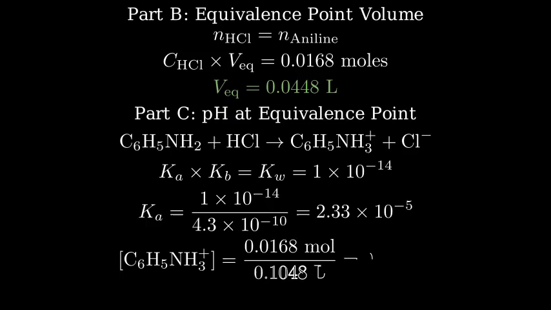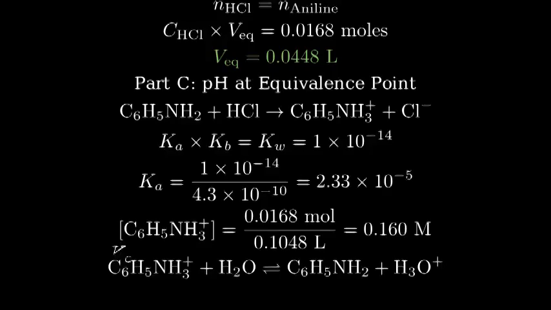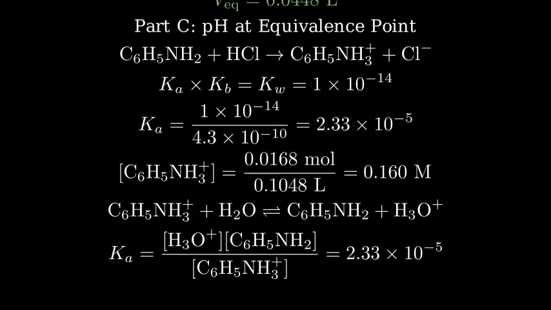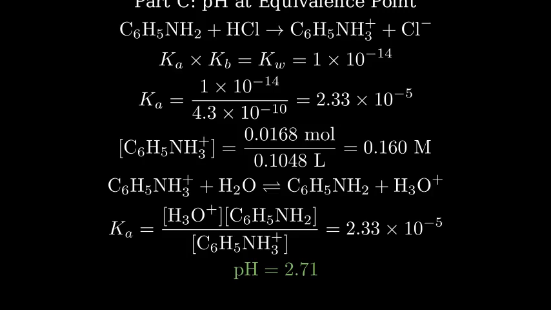Next, we calculate the concentration of the conjugate acid at equivalence, which is 0.160 molar. The conjugate acid undergoes hydrolysis: C6H5NH3+ plus H2O gives C6H5NH2 plus H3O+. Using the Ka expression and solving the resulting quadratic equation, we find that the pH at equivalence is 2.71.